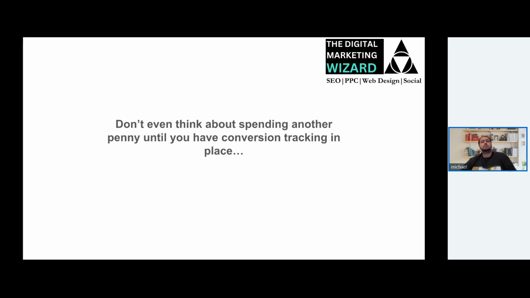So this is another quote that we throw up here: you don't even want to think about spending another penny until you have conversion tracking in place. And why? It's because it's that important. Spending money without tracking where the dollars are being spent and where the return is coming from is just ludicrous. I can't understand that in my mind. You want to know exactly where every dollar is accounted for, and if you're speaking to a marketing agency, that's exactly what you should be asking: where exactly is each dollar going? And what is the return on investment from that dollar?